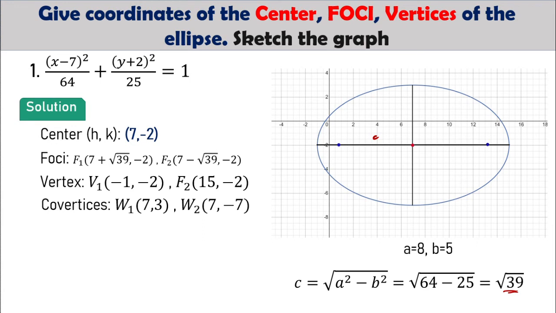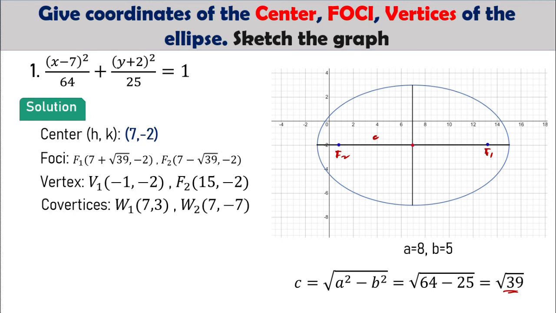Or we subtract. So here is our f sub 1. Here naman is f sub 2. So, we add: that is 7 plus square root of 39, negative 2. Then we subtract: that is 7 minus square root of 39, negative 2.